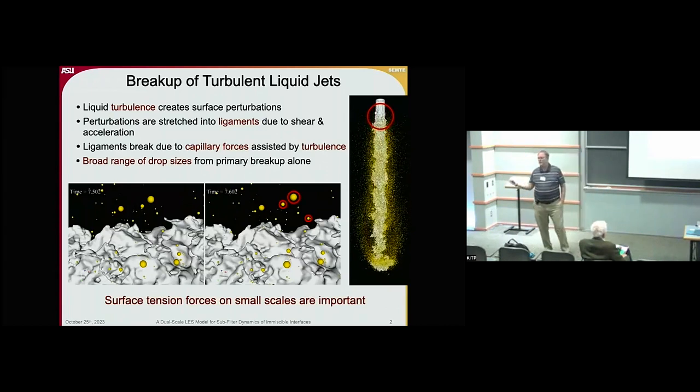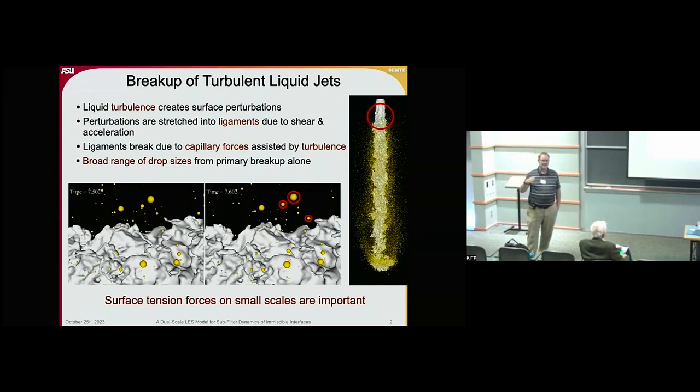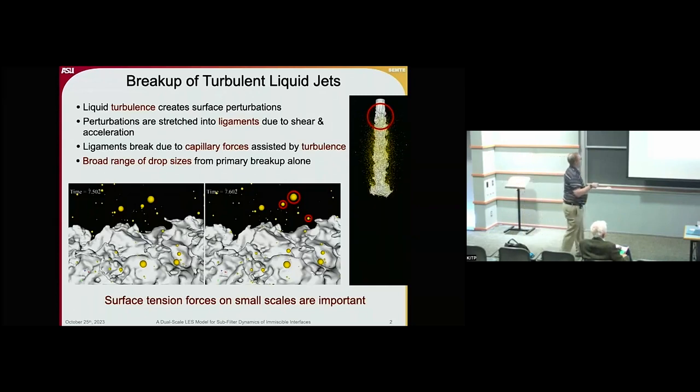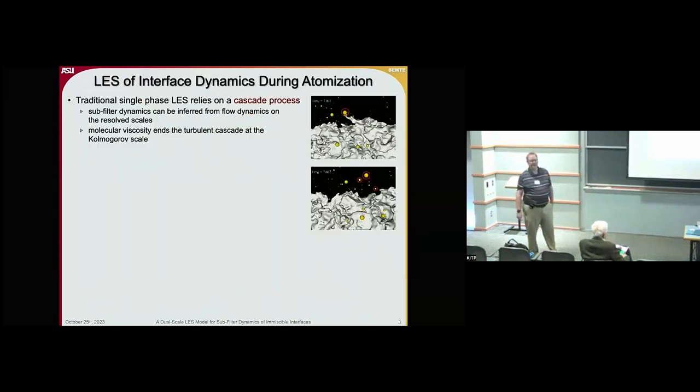So much so that in many of our simulations, and now in some experiments as well, there's actually not much secondary breakup happening. The initial drop size distribution seems to be set by this initial breakup mechanism through ligament formation directly. The point here is that surface tension forces that occur on the small scales are important for atomization.